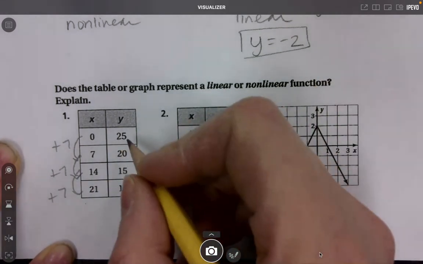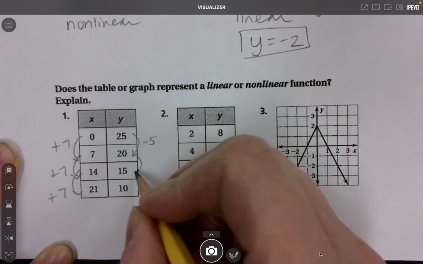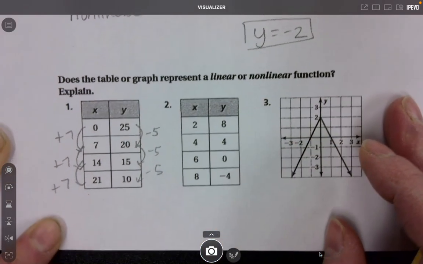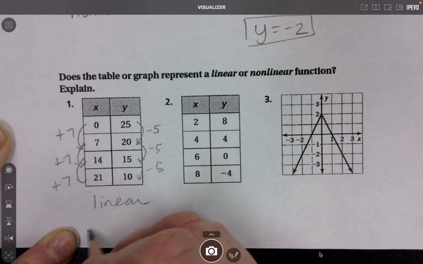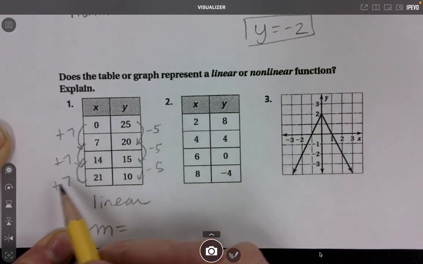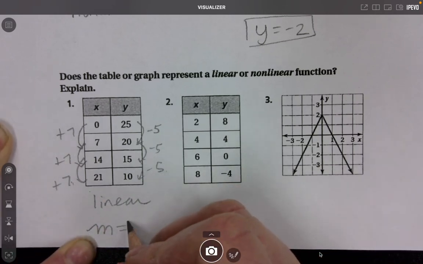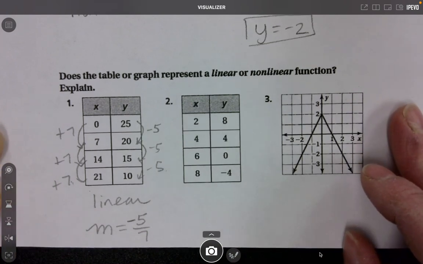So now let's look at the y's. So from 25 to 20, I'm going down by 5, and then down by 5, and then down by 5 again. So this one is going to be linear. And then we're going to take that extra step and identify our slope. So slope is that rise over run. So in this case, we would go down 5 units and then over 7. So my slope is -5/7. So same idea on the next one.